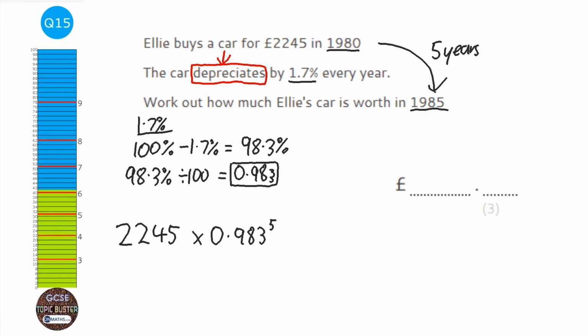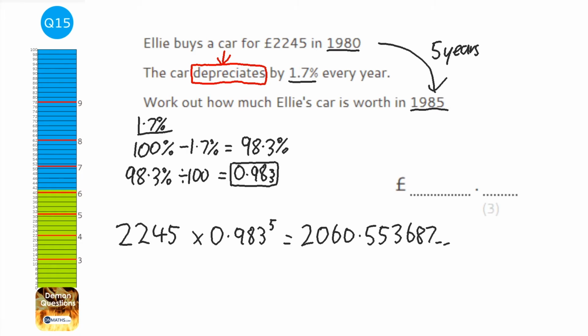So 2245 on the calculator times 0.983 to the power of 5. And I get the answer of 2060.553687 blah blah blah. Okay, so because it's money, it's going to be two decimal places, so that's going to be 55. Now last thing is just to check your answer makes sense. Well, the car was worth 2,245. It has depreciated, but not by very much. 1.7% is not very much. So it's gone down, and it lost about, say, roughly £200. So the answer makes sense.